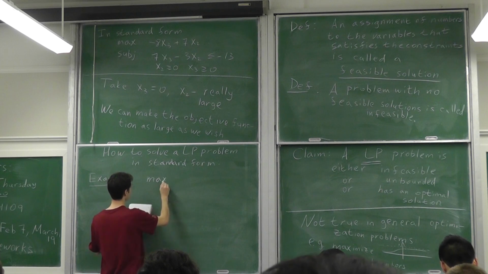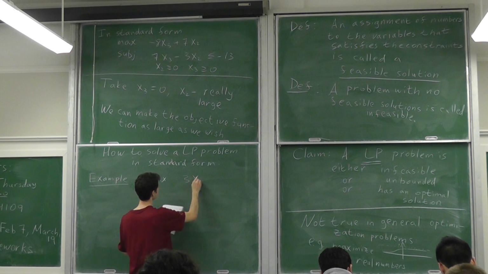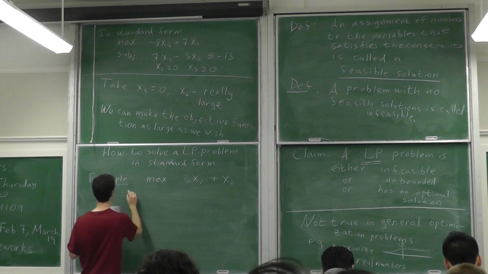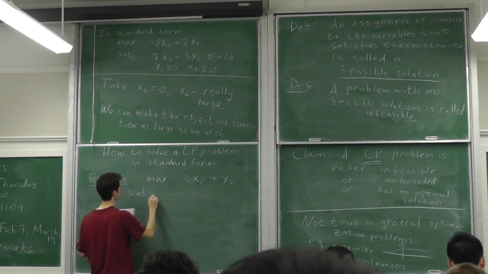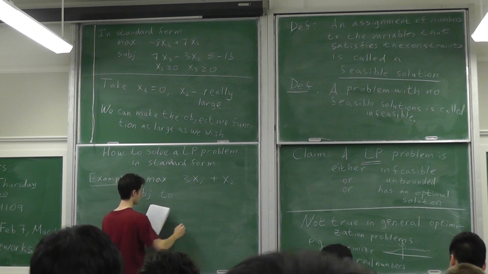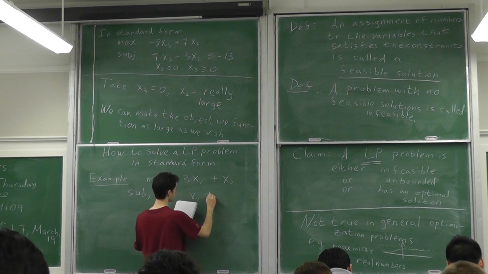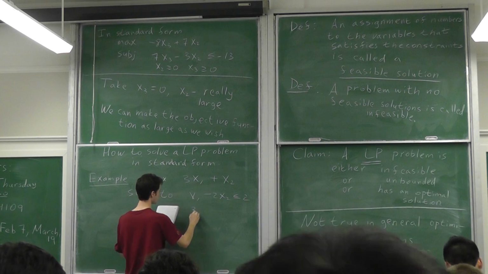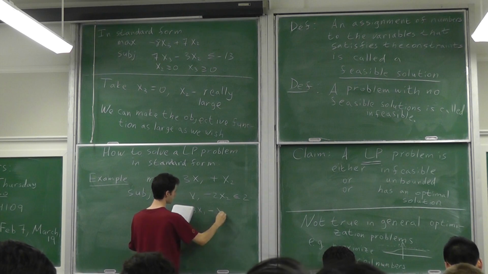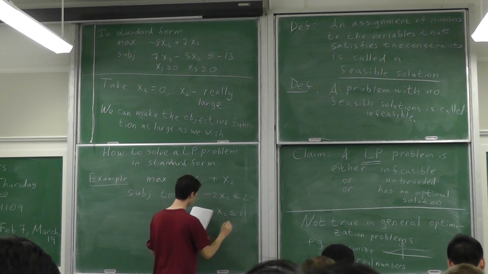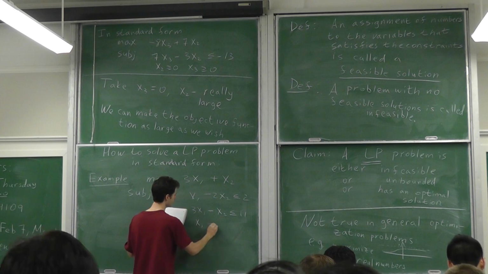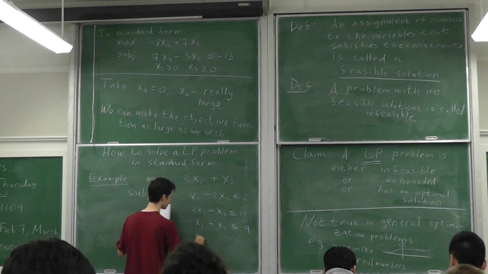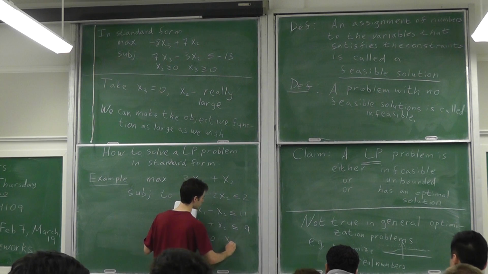Maximize, we'll have just two variables, so 3x1 plus x2, subject to x1 minus 2x2 smaller or equal than 2, 3x1 minus x2 smaller or equal than 11, x1 plus x2 smaller or equal than 9, x1 positive, x2 positive.